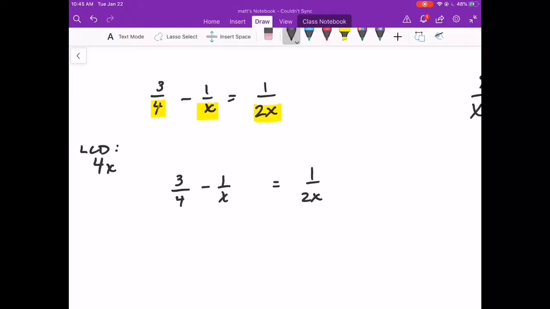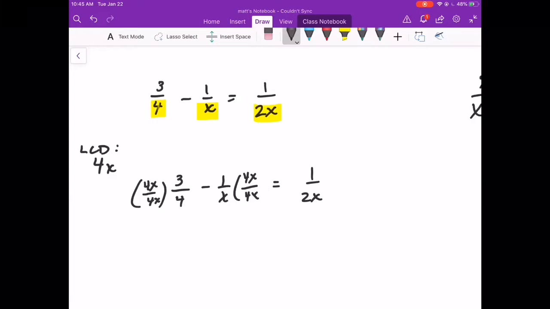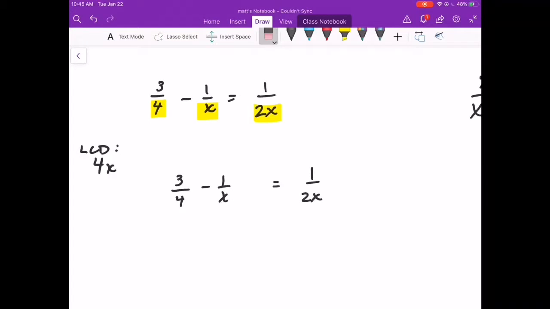I'm sorry, I misspoke. Let me try this one more time. I'm just going to multiply by the denominator and do some canceling. So this is going to be multiplied by 4x, this is going to be multiplied by 4x, and this is going to be multiplied by 4x. So let me show you what I mean with some canceling.